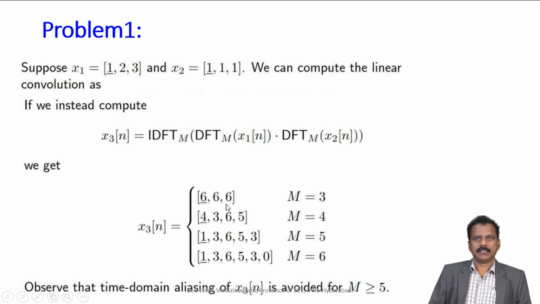Like here, the 6, and here how many elements? 3, M equal to 3. Here it is 4, where M is equal to 4. Here it is 1, 2, 3, 4, 5, so M is equal to 5. Here 1, 2, 3, 4, 5, 6, where M equal to 6. Observe that the time domain aliasing of x3 of n is avoided for capital M greater than or equal to 5. Like this, we verify it in a problem-oriented way.